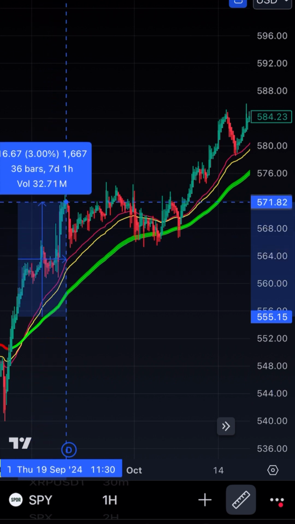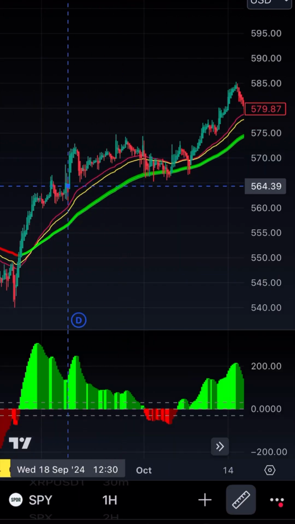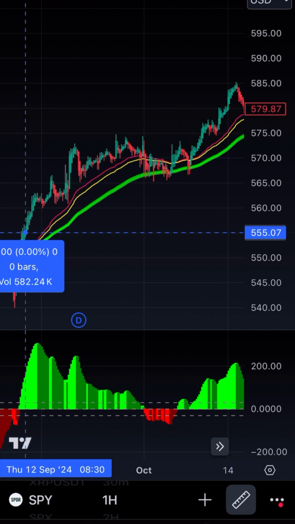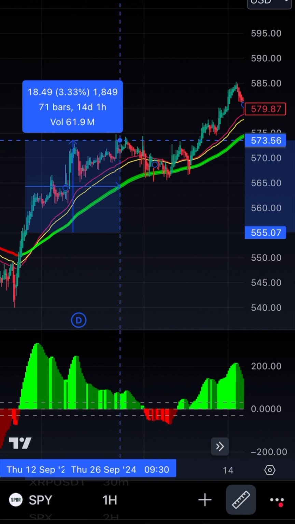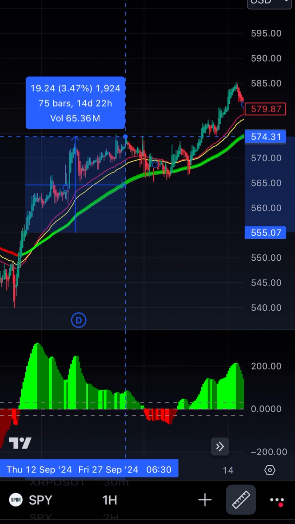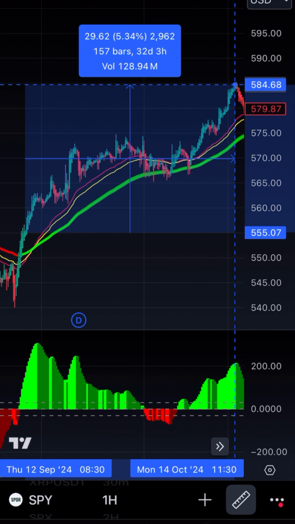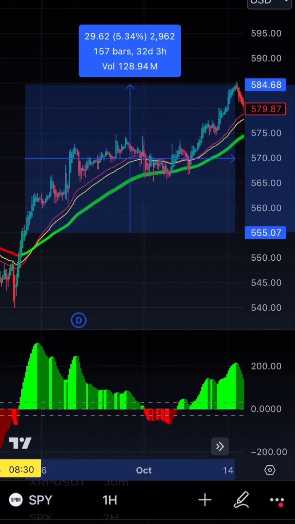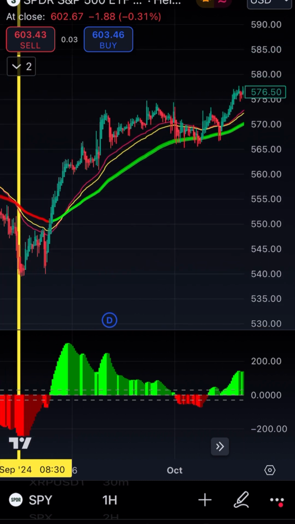We rode that out all the way up here, and you see right about here, and then all the way up here to the top right here. This is 7 days. You would have made $1,684 in 7 days. If you rode it out longer, you would have had a $20 difference in price. In 14 days, you would have made about $1,924 with one contract. If you rode it out even longer, for 32 days, you would have made $2,962 with that.